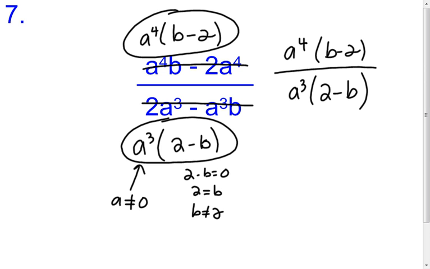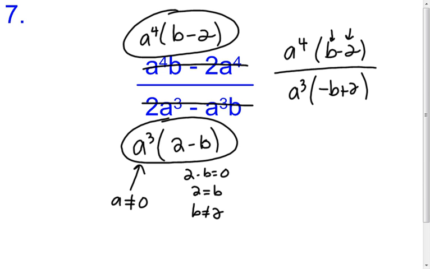And what I want you to notice is what's in the numerator and the denominator. In the numerator, this is a positive b and a negative 2. In the denominator, this is a positive 2 and a negative b. So even if I switched these two around right here, then I would have negative b plus 2. Okay? Notice, again, still the opposite signs. Positive b, negative b. Negative 2, positive 2.